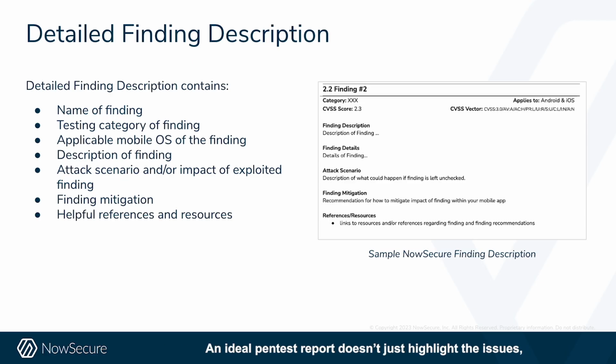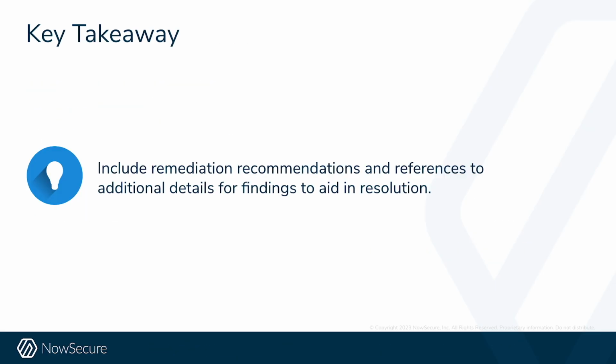An ideal pen test report doesn't just highlight the issues, but suggests paths to remediation and mitigation. Finally, and for additional clarity, we include references or resources to reading materials that may provide more background on the vulnerability. At the very least, a mobile application assessment report should include an executive summary, testing methodologies, summary of findings, and detailed findings description sections.